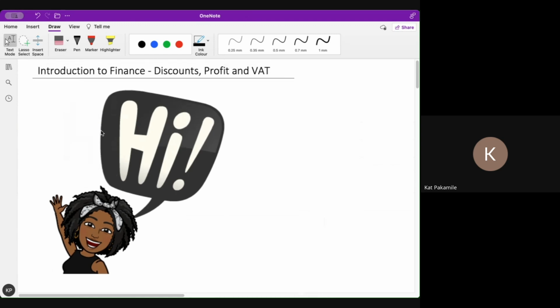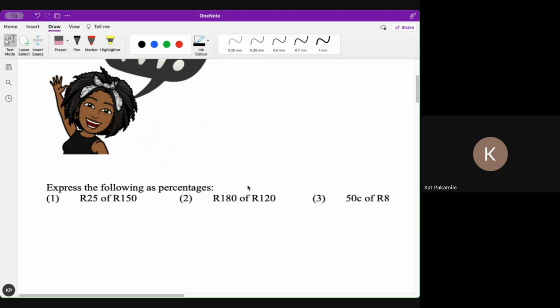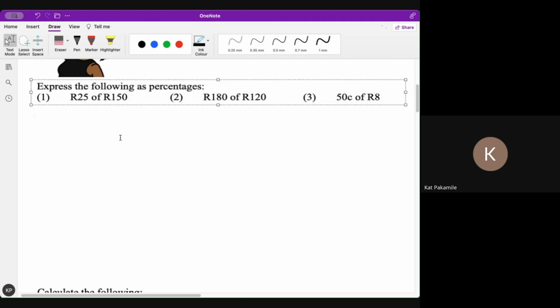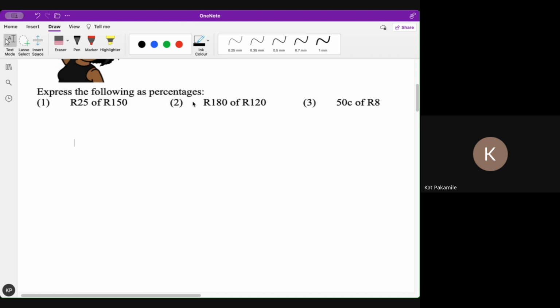Starting finance today, we're going to start off with discounts, profit, and VAT. All right, so let's get going. Just to revise, if you remember anything about finance, it is that there's a lot of percentages. So I decided we need to do a quick revision on finding percentages and using percentages to find amounts.